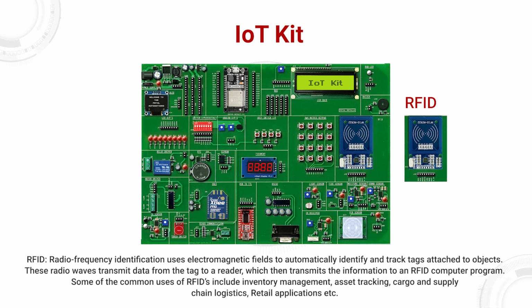RFID, radio frequency identification, uses electromagnetic fields to automatically identify and track tags attached to objects. These radio waves transmit data from the tag to a reader, which then transmits the information to an RFID computer program. Some of the common uses of RFIDs include inventory management, asset tracking, cargo and supply chain logistics, retail applications, etc.